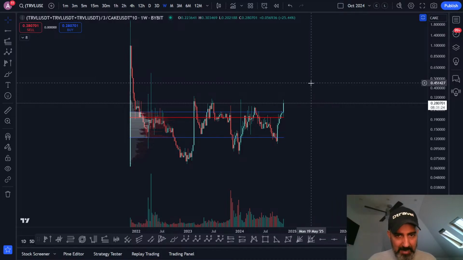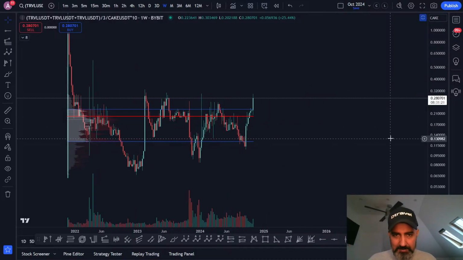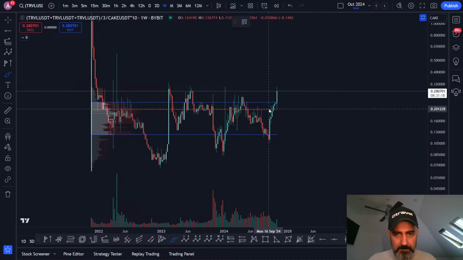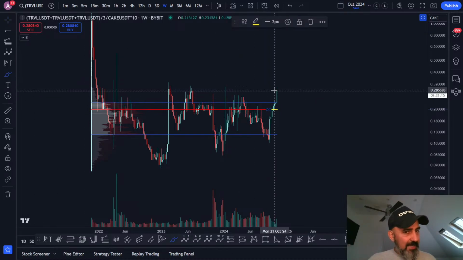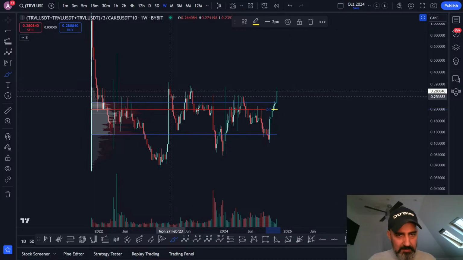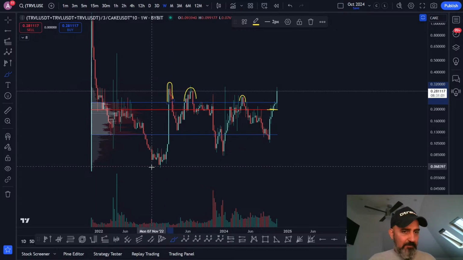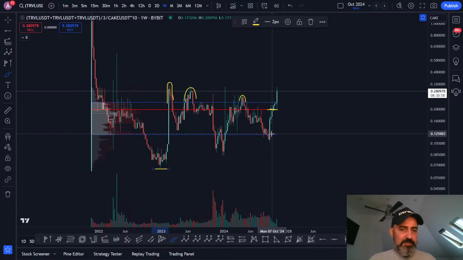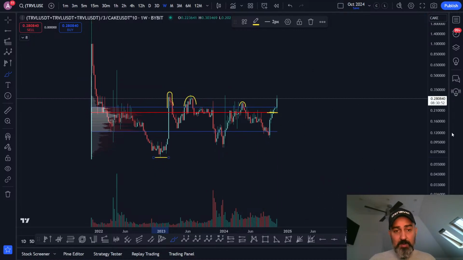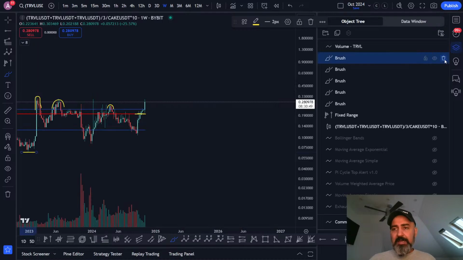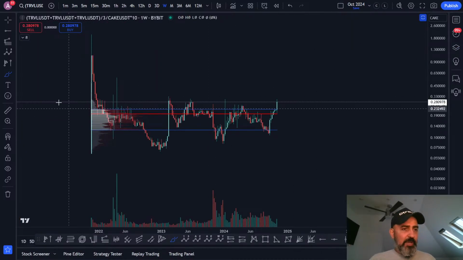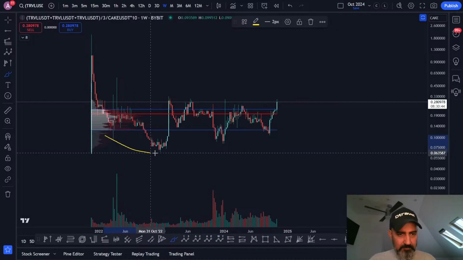This is against Pancake Swap. It looks like we've flipped the point of control here, and we're breaking out from the value area high. The last time we did that, we had a fake out in April. Before that, we had a fake out in May. Then before that, we had a mega pump in February. We went from the lows all the way up to the top. This looks a little bit different. To me, it looks like we might actually be looking to break out against Cake, against Pancake. The reason I say that is because here I see some kind of rounding bottom.